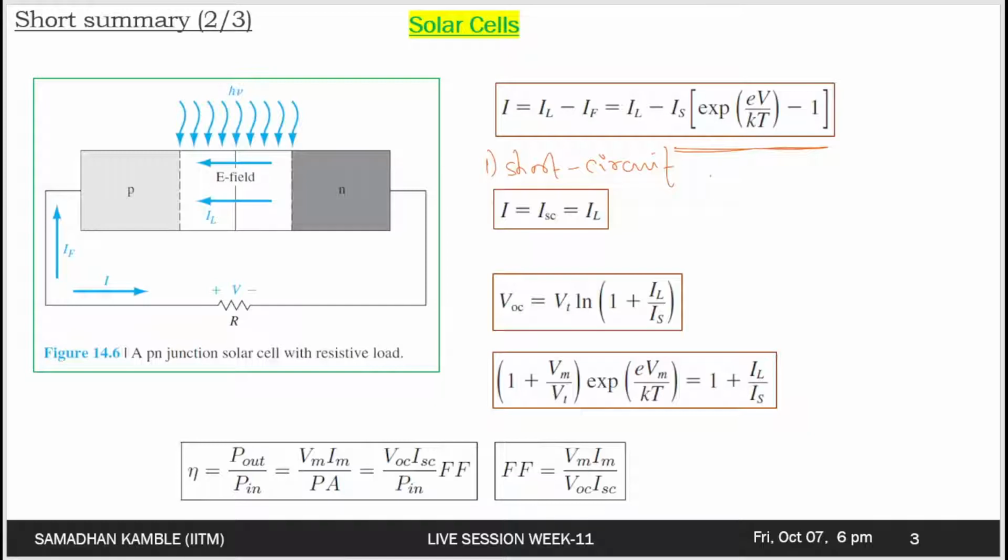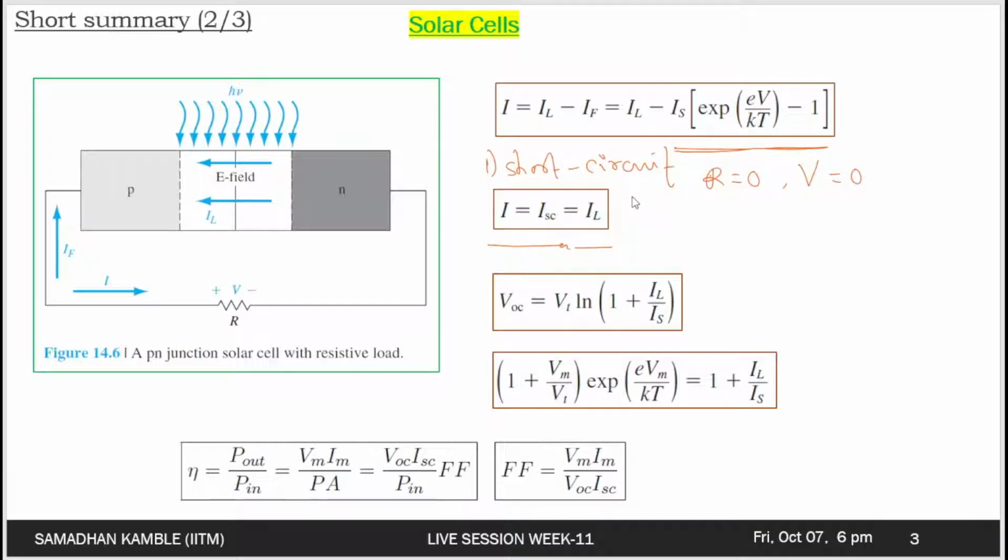As I was saying, the short circuit condition is one in which our external resistor R is zero, so that our voltage will also be zero, and in this case the current is referred to as the short circuit current, which is equal to only the load current and not the forward bias current.